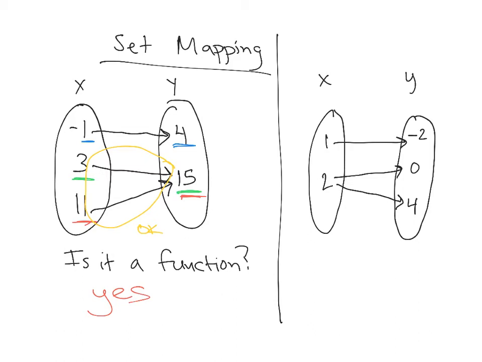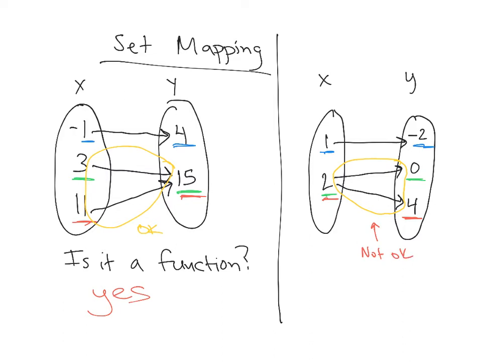But over here, this guy right here is not okay, because I have one x going to two different y's, right? And that's a problem because I have this x going to this y, that's good. I have this x going to this y, which is fine, but I also have that same x going to a second y value, which is not okay.